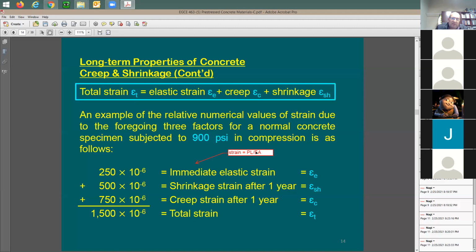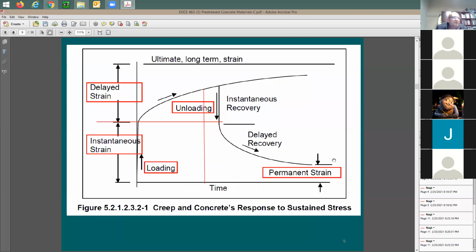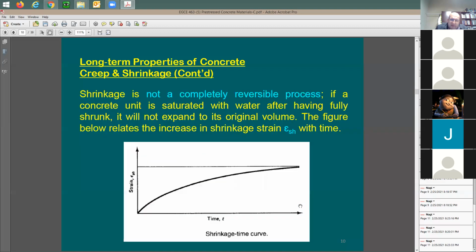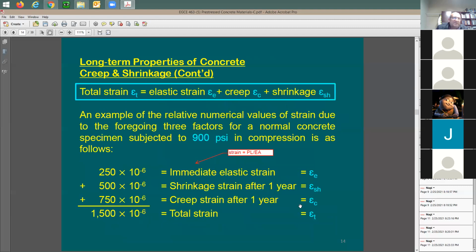But the thing that you can change is the concrete strength. And once you change it, you can change this E, which is E sub C. So once you go to high strength concrete, you're going to have less elastic strain. So to work on this issue, maybe you go to stronger concrete, which we do in pre-stress. This is one of the reasons that you go to 5,000 or 6,000 psi.